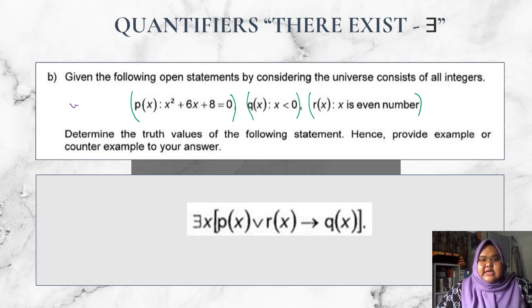This means the answer is either true or false based on the question given. This is the question: there exists x such that P(x) or R(x) conditional Q(x).